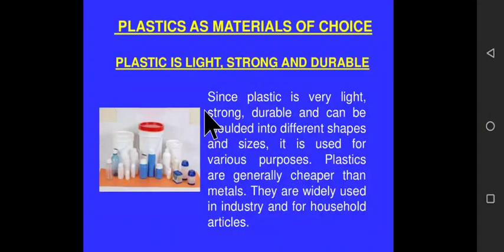Now the other point is that we have also studied that plastic is light, strong and durable. Since plastic is very light, strong, durable and can be molded into different shapes and sizes, it is used for various purposes. Plastics are generally cheaper than metals and they are widely used in industry and for household articles.